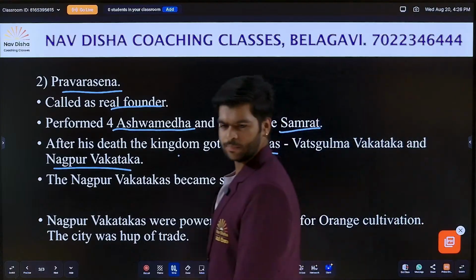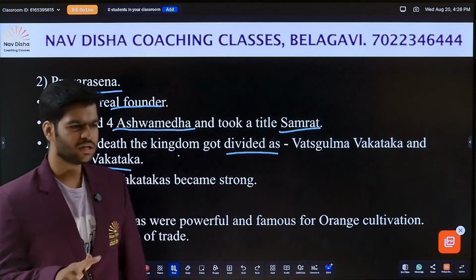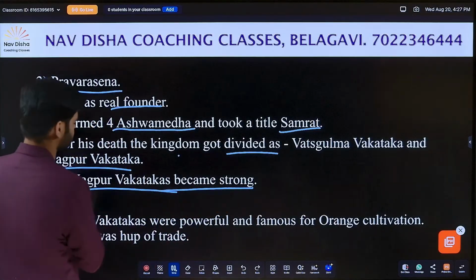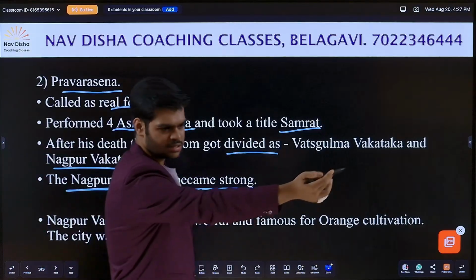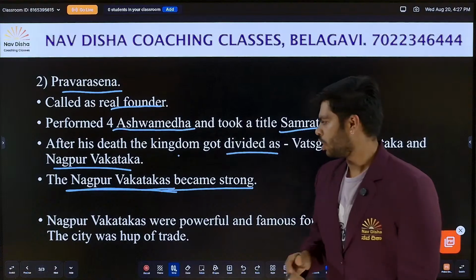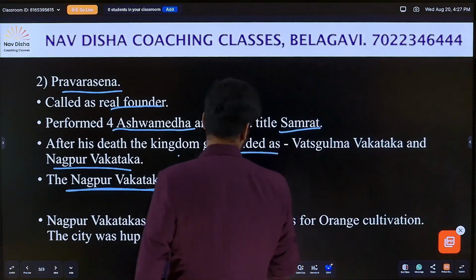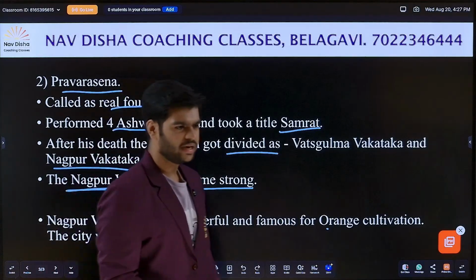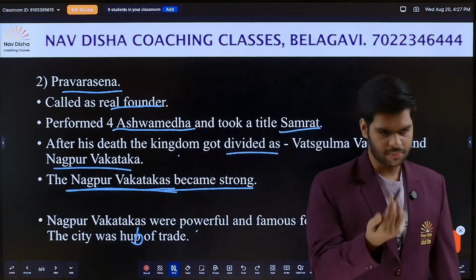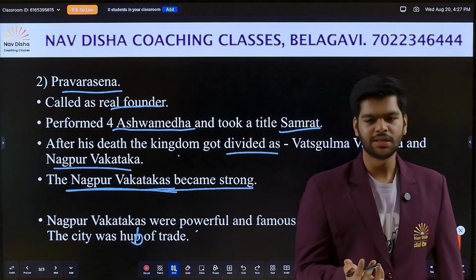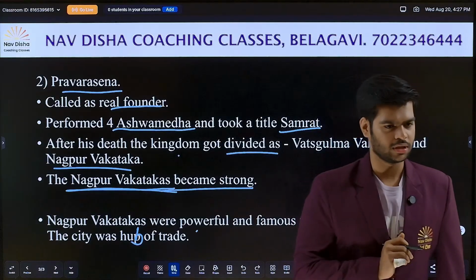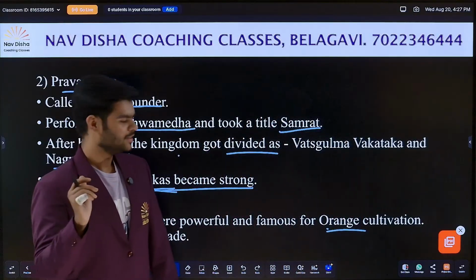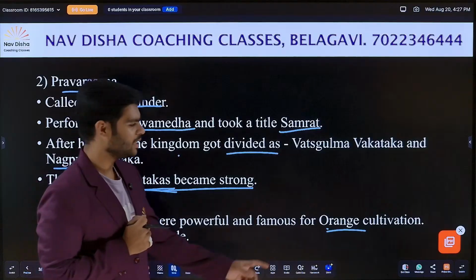The kingdom got divided between brothers, Vatsgulma Vakataka and Nagpur Vakataka. The Nagpur Vakatakas became strong. Nagpur, on the eastern side of Maharashtra, was powerful and famous for orange cultivation. The city was a hub for trade, so by trade the kingdom became rich. It is natural that whoever is richer will be stronger. Nagpur is famous for oranges, so from there they became rich.